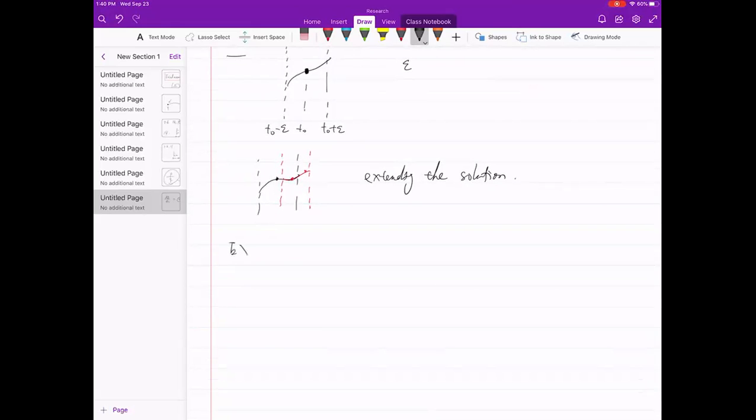Now I can give you an example. Let's try some easy ones first. Solve this initial value problem. y prime equals 1 over t, y(0) equals 4.